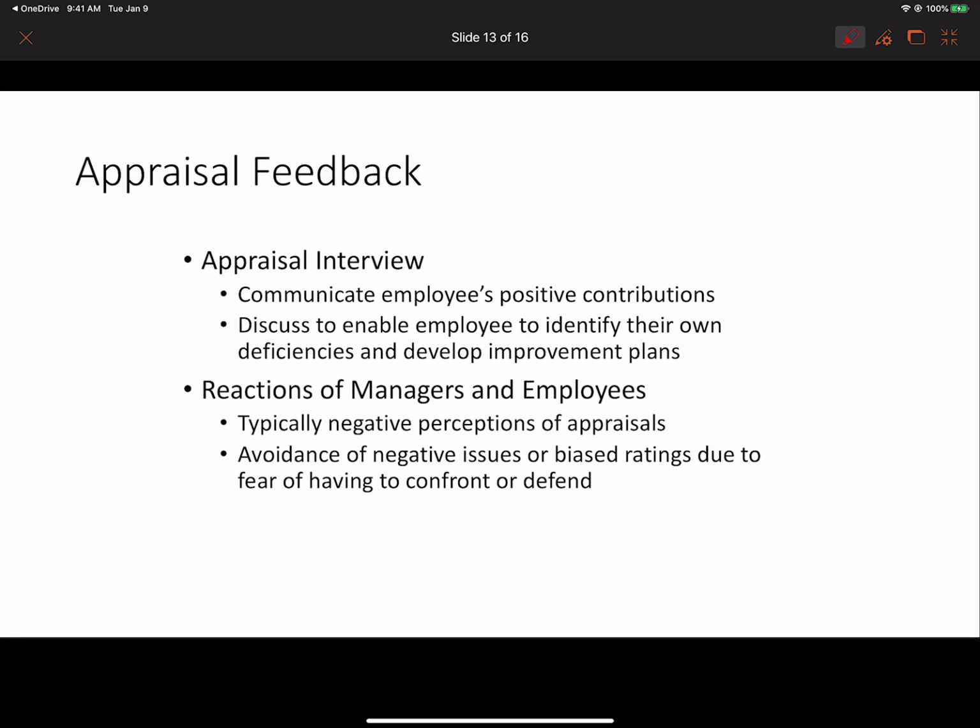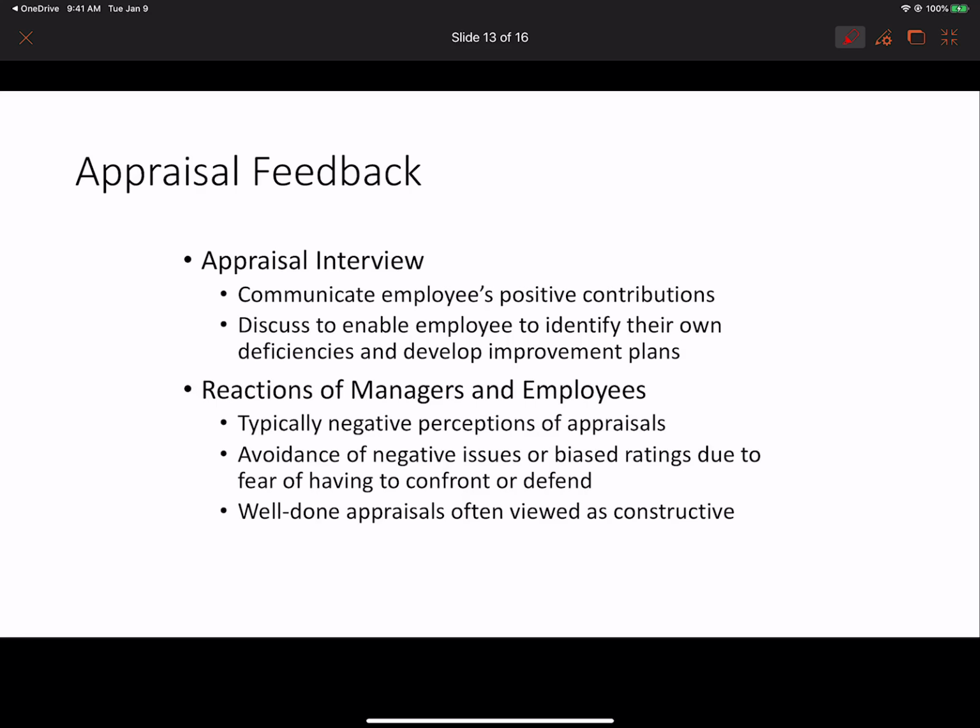Avoid negative issues or biased ratings, fear of having to confront or defend. A lot of times that happens where the managers and employees become defensive, especially the employee, where you are trying to communicate to them what they need to improve upon, and then they take it personally. And then you may have to confront at times. So those are issues too that can give a bad reaction to the appraisal feedback.